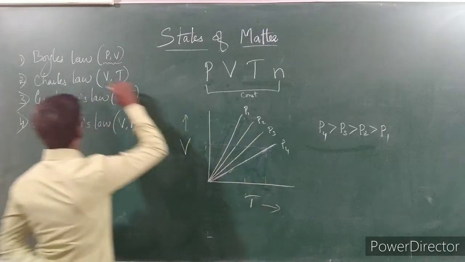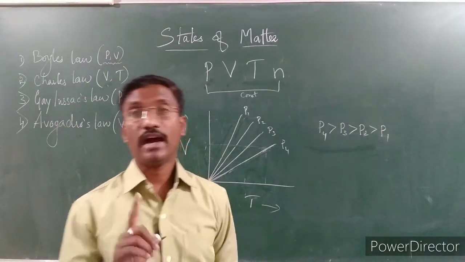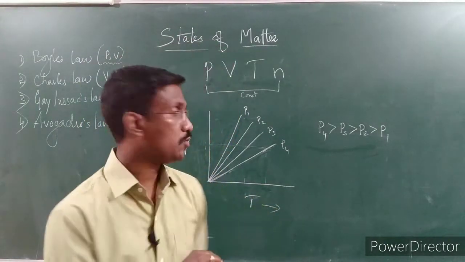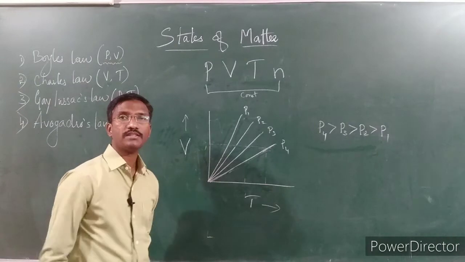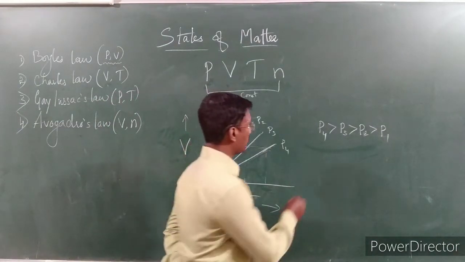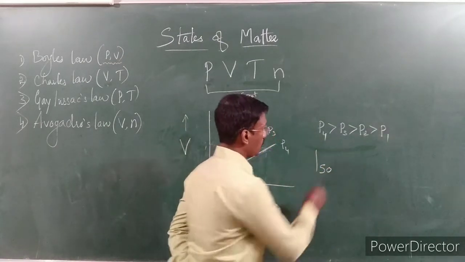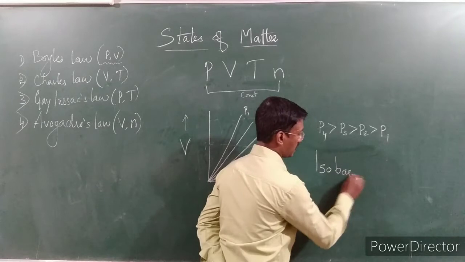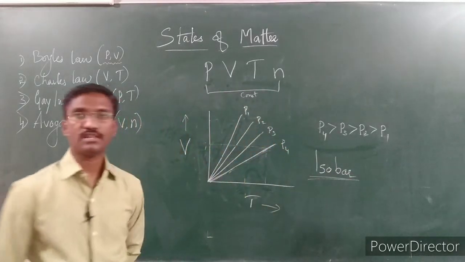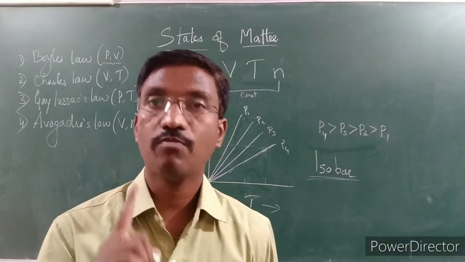In Boyle's law, temperature was the constant. For that reason, we have called that isothermal. Isothermal means the temperature remains the same. Whereas here the pressure remains the same. For that reason, same is nothing but iso, so we call it isobar, the isobar graph. What is this isobar? Iso means same. Bar is nothing but the SI unit of pressure.